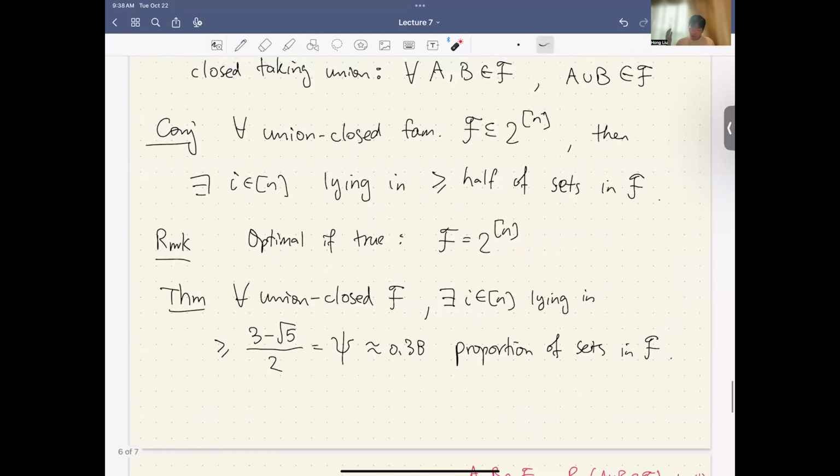So let's forget about the approximate version. Let's just deal with the union closed family. We're going to prove that a certain proportion of the sets in any union closed family will contain certain popular elements. Any questions about the statement?